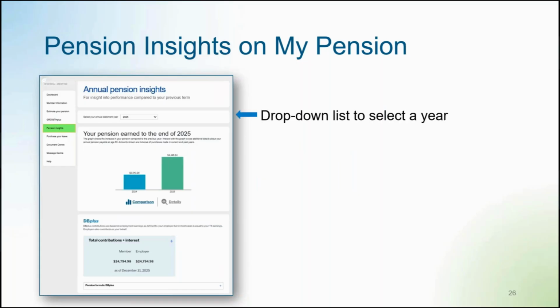At the top, they can select the year they want to look at from the dropdown and can compare. Since this section was created last year, members can compare only the 2025 and 2024 statements using this tool. However, they can view all previous statements in the Document Center.